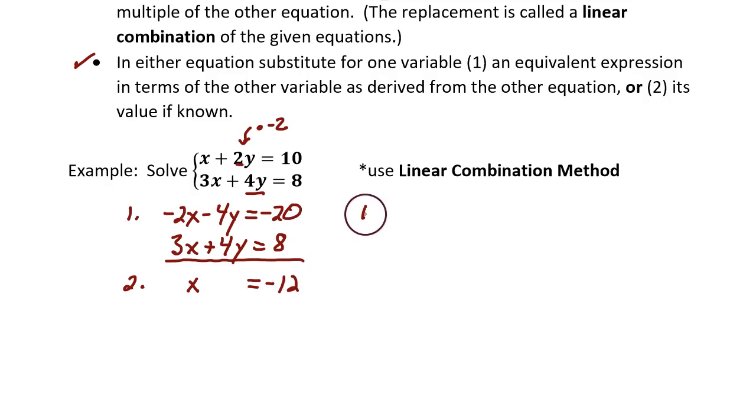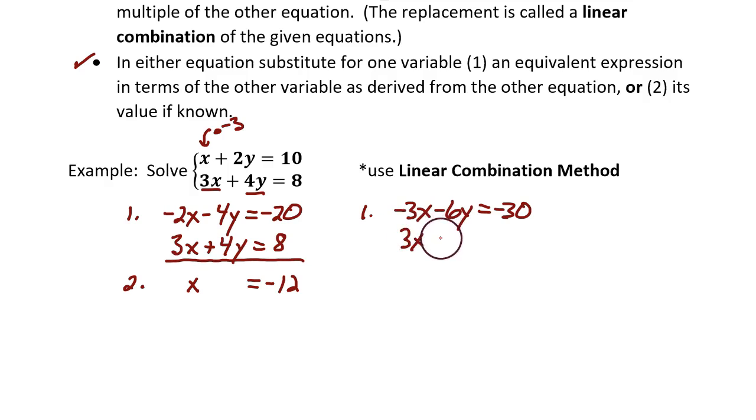Next, we're going to redo step 1, but this time make the x term in the first equation be the opposite of the x term in the second equation. This is positive 3x. The opposite of positive 3x is negative 3x. So we would need to multiply by negative 3. Let's multiply the entire first equation by negative 3. It becomes negative 3x minus 6y equals negative 30. Copy the second equation down just as it is.